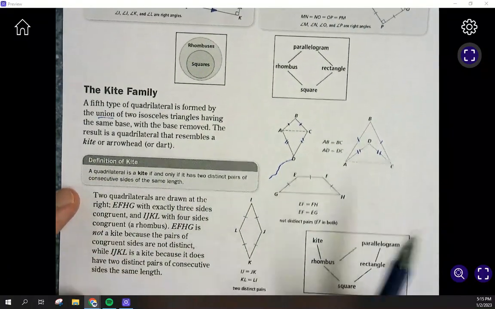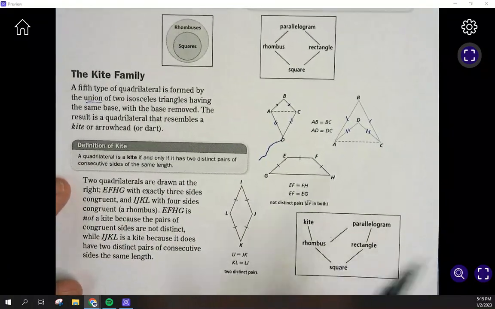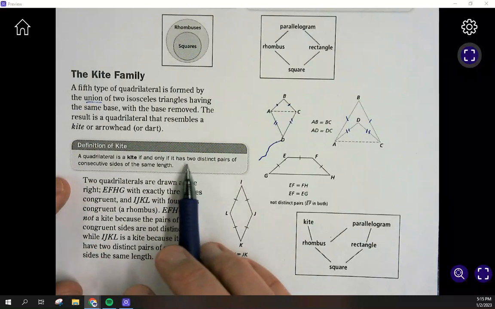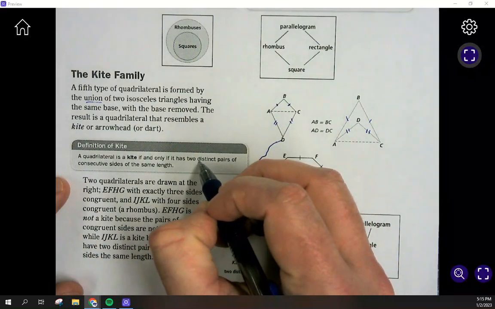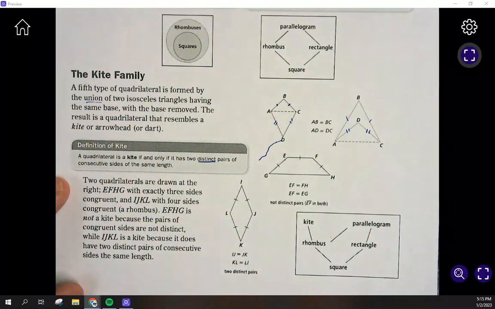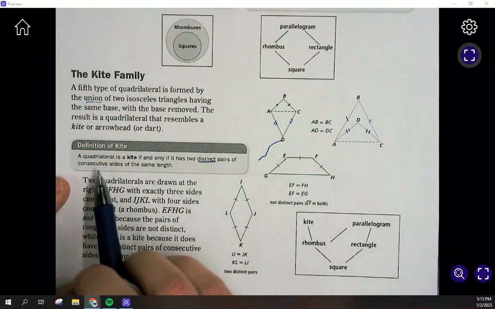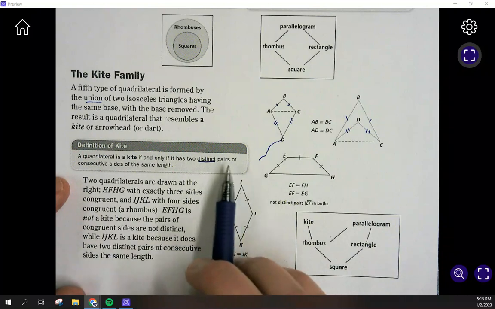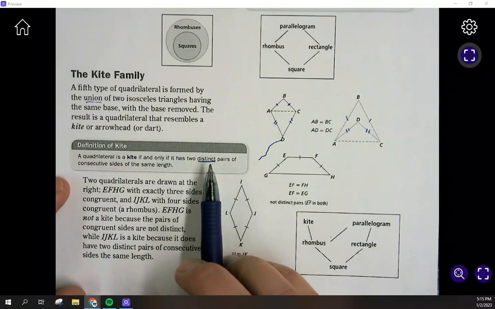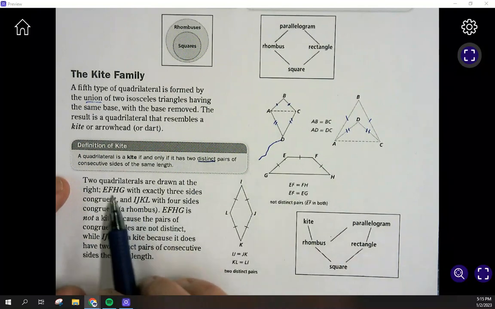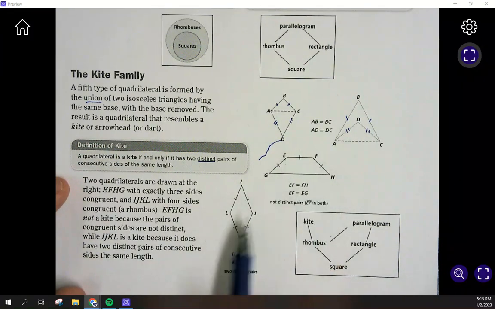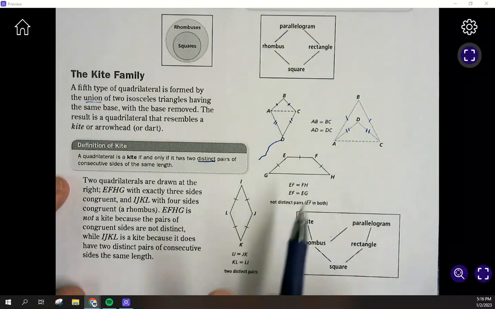So the definition of a kite, to get very specific now, is a quadrilateral that has two distinct pairs of consecutive sides that are the same length. Okay, so let's look at an example of one that has consecutive sides that are the same length, two pairs of them but not distinct. That would be right here. And this is all going to be explained in this paragraph, but I'm just going to talk through it here in the pictures and not read it to you.